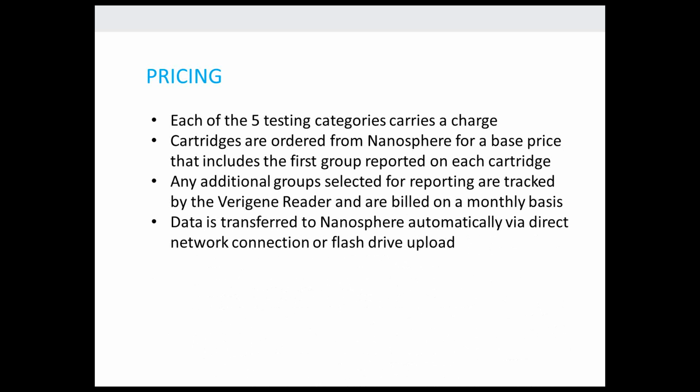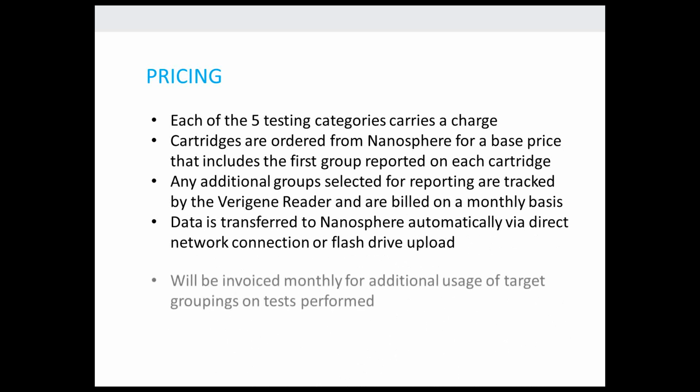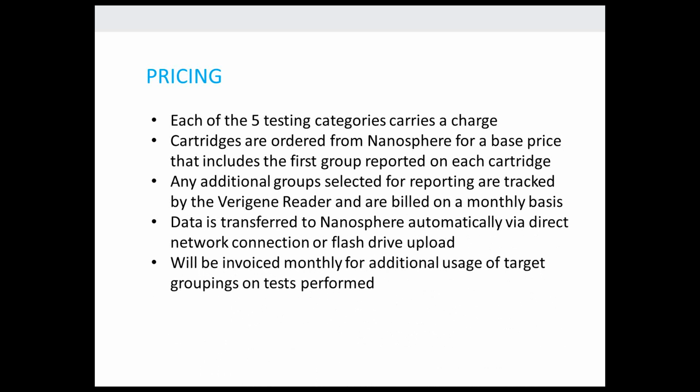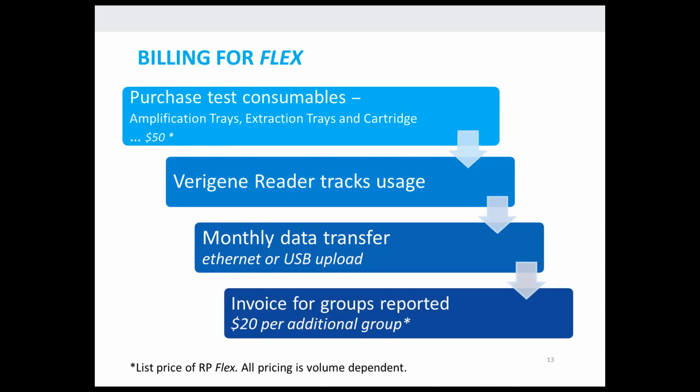It's very easy. The data gets transferred automatically. It's already held in the VERIGENE reader, and once a month you transfer this information either through a direct network connection or you put it onto a flash drive and upload it that way. So it's a lot more simple maybe than it sounds. Once you've sent that to Nanosphere, they send you an invoice every month, and that includes the cost for all the additional targets that you tested and added on for that month.